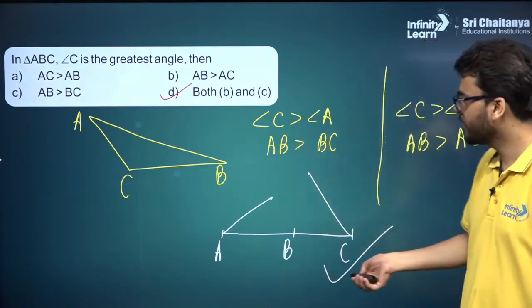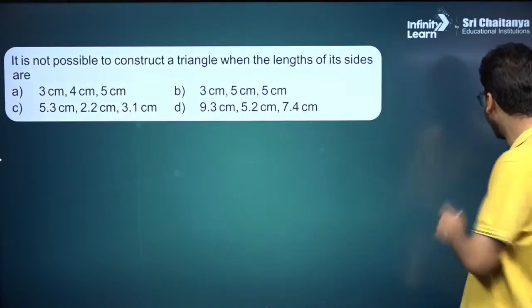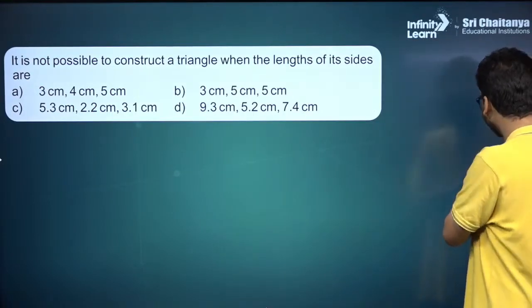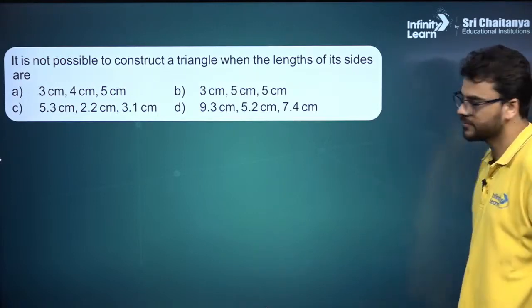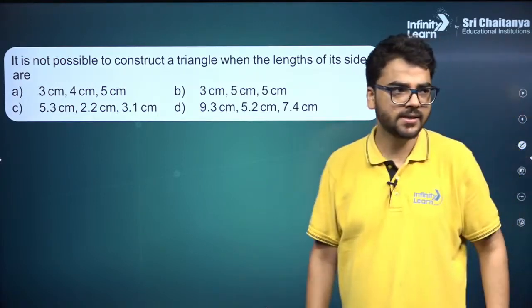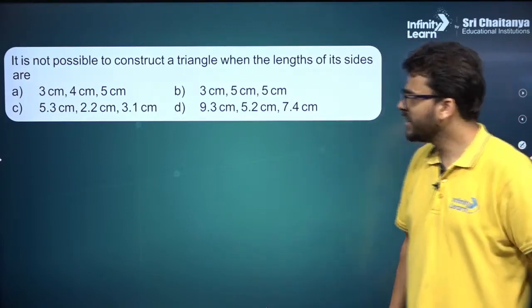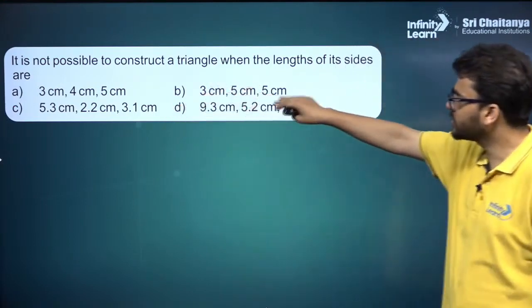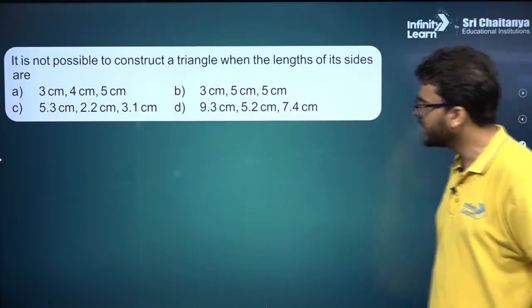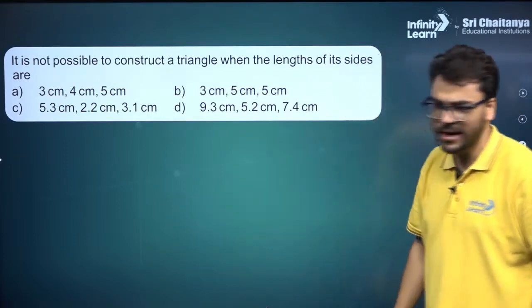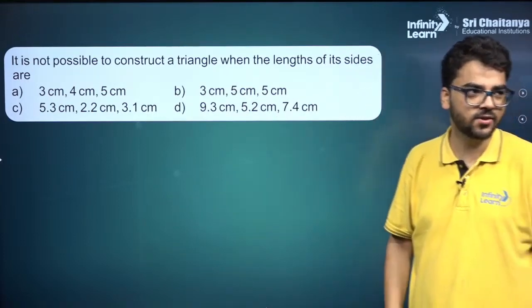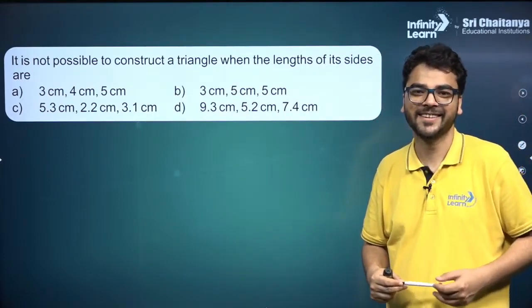Yes. Okay, can you tell me what about this question over here? It's a simple question only. So it is not possible to construct a triangle when the lengths of its sides are out of the given options. It's a direct question again. Actually, it is your question only, Abhimanyu. Okay.